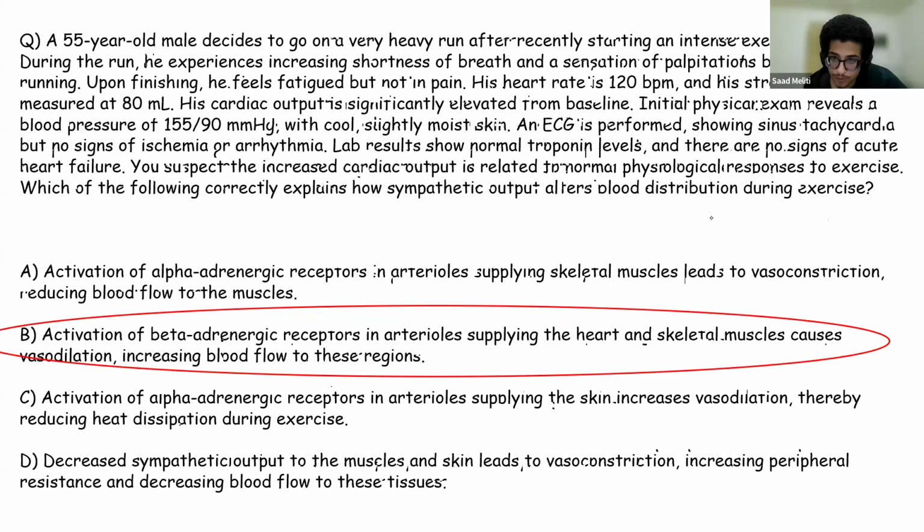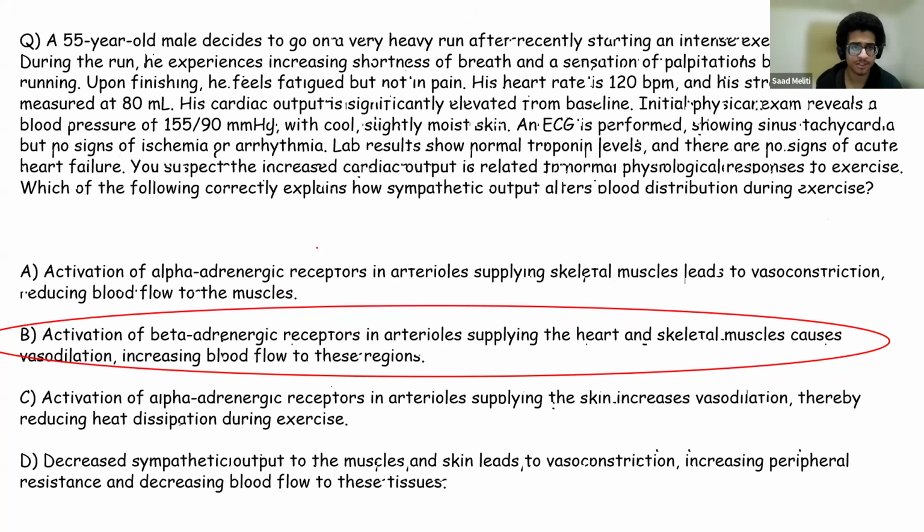Beta causes vasodilation, so more flow. We need to increase blood flow to skeletal muscles to use them. Exactly. So remember that beta adrenergic receptors, specifically beta 2, okay? We send sympathetic stimulation to it to cause vasodilation in the heart and skeletal muscles, okay?